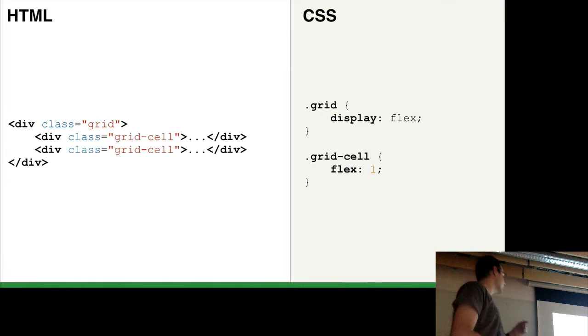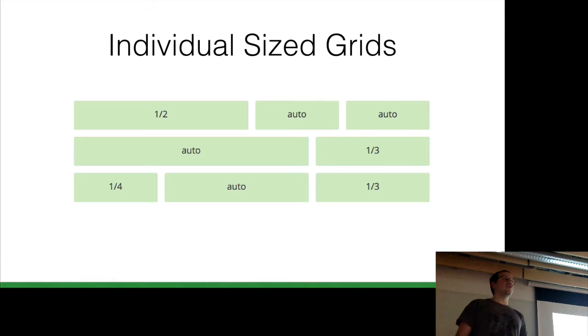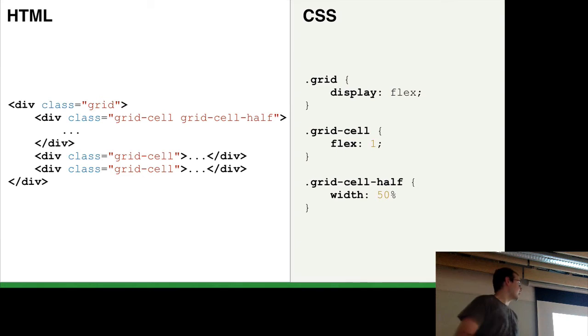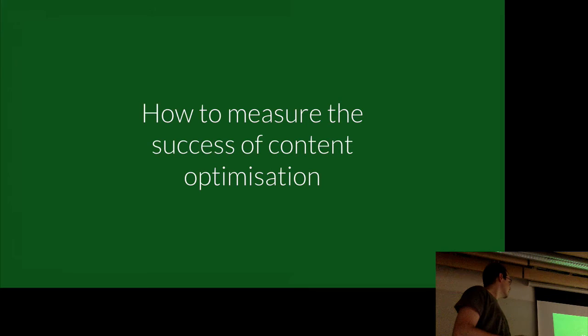But obviously, not all your grid cells are going to need to be the same size. Quite often you might have a top row where you have a half-width column and then two smaller columns. You can literally say that particular cell is 50% the width, and then the other cells will automatically fill the rest of the space proportionally.